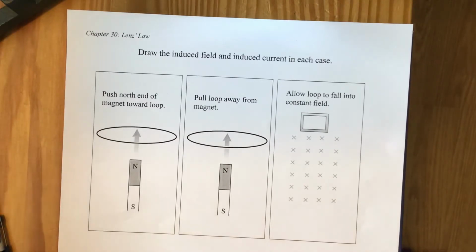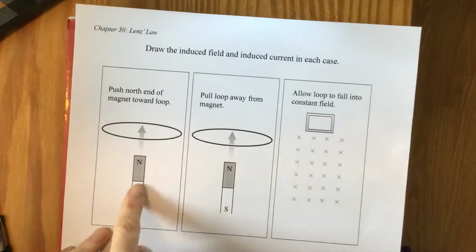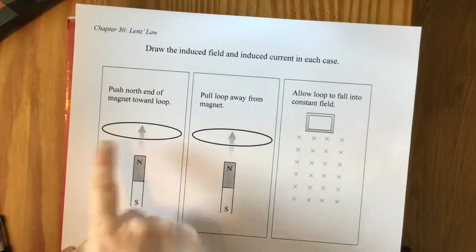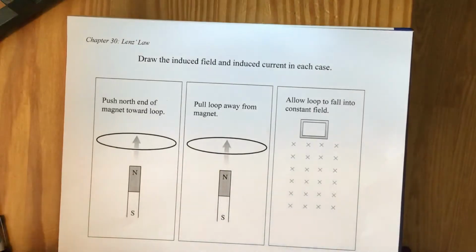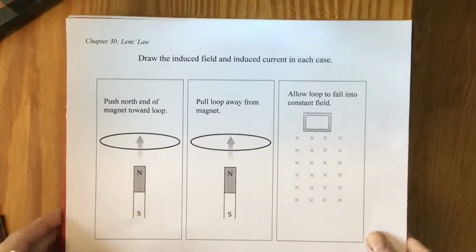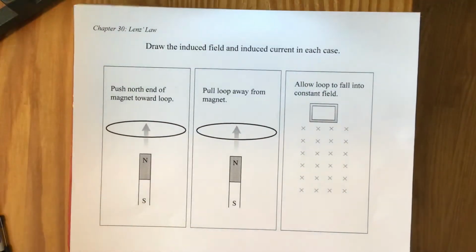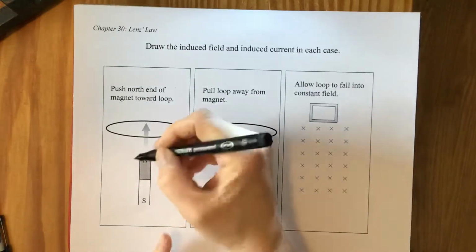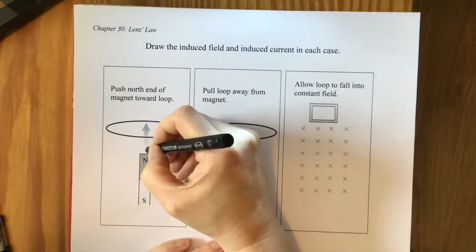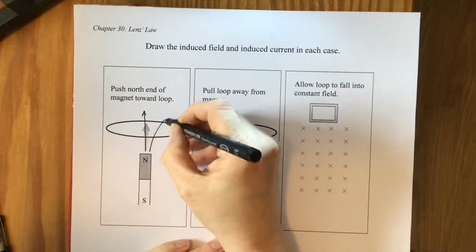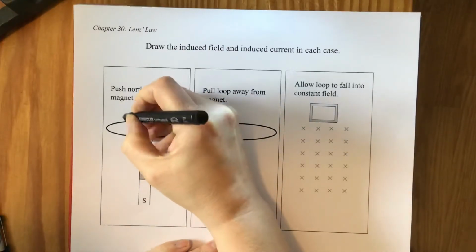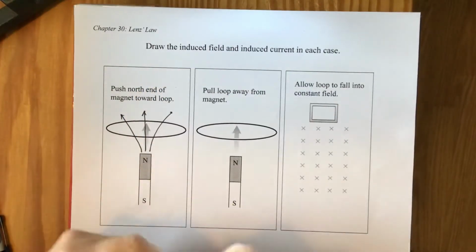So for our first one, we're taking a magnet and we're pushing the north end of it up towards a loop of conducting wire. So this is a conductor. So let's ask what happens, and then we'll start to apply Lenz's law. First thing we'll remember is that the magnetic field coming out of a bar magnet comes out of a north pole. So the magnetic field coming out of that magnet is coming out of the north.